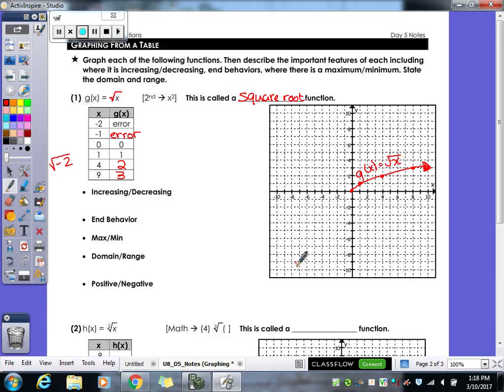Our graph will only have an arrow on the right side, not on the left side, because again, if I put an arrow on the left, it says it's going into the negatives, which we can't do. We can't have a negative in there. So is this graph increasing or decreasing? Increasing. And it's increasing for when x is greater than 0.